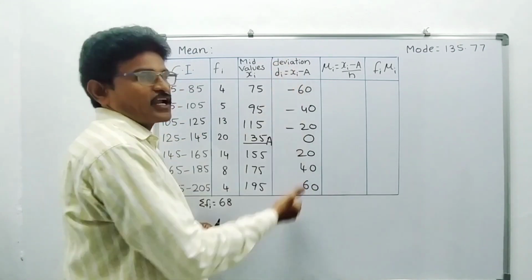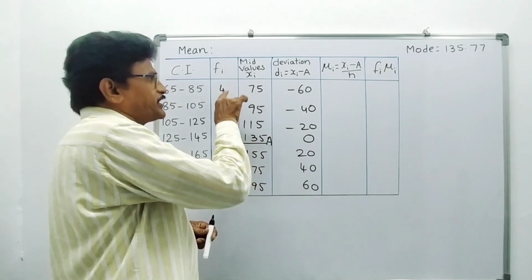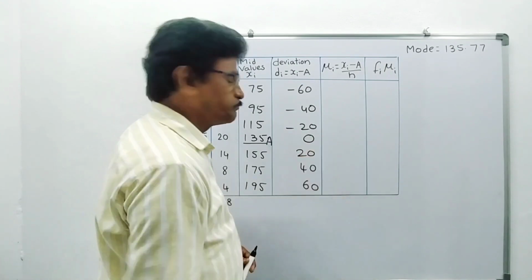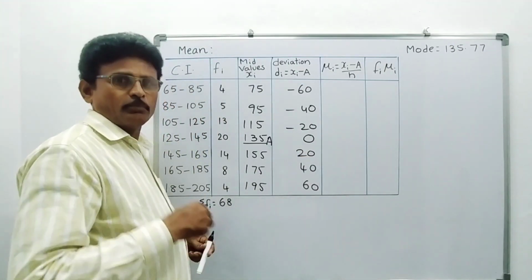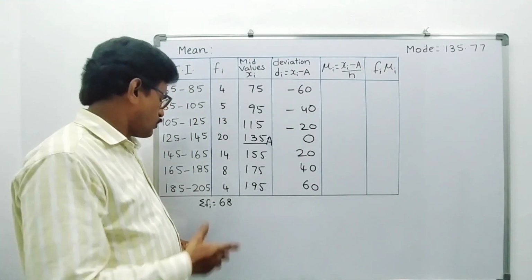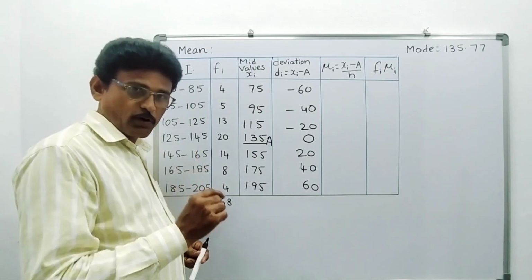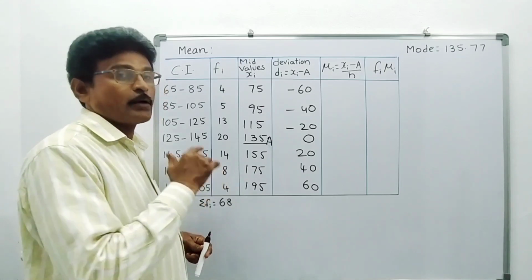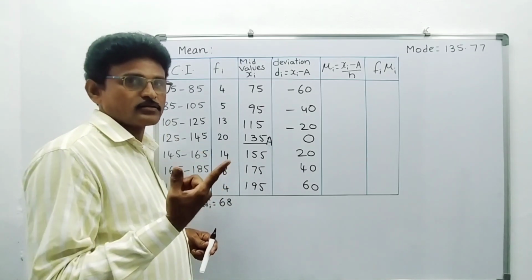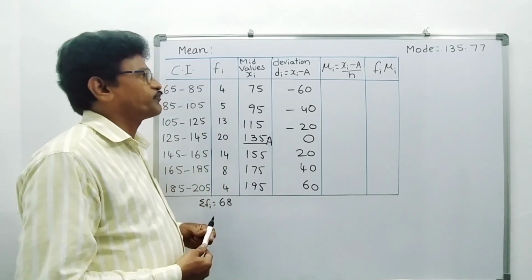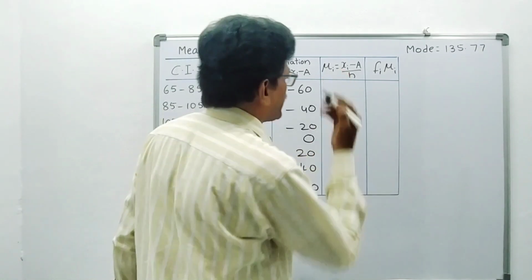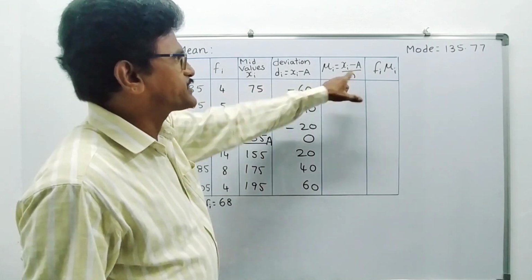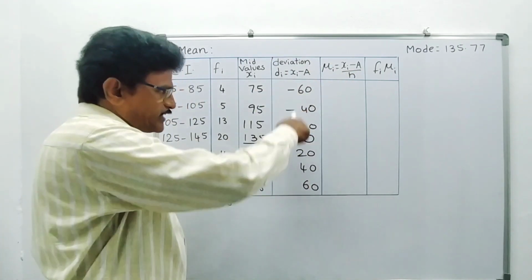Okay. Now these are deviation values. Now you can find fi into di, total sigma fi di. This time also you can find mean in assumed mean method. So what is the formula? X bar equal to a plus sigma fi di by sigma fi. But I am going to solve it by step deviation method. So for that we have to calculate ui also. How to get ui? Here xi minus a by h. We have to divide these values by h.